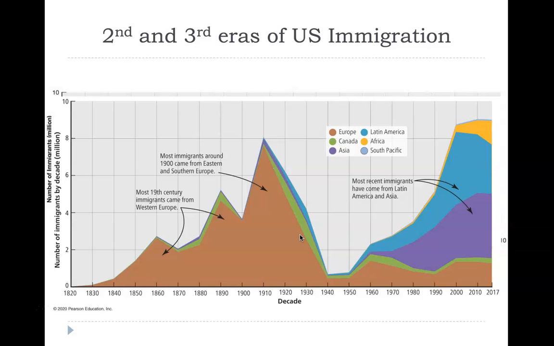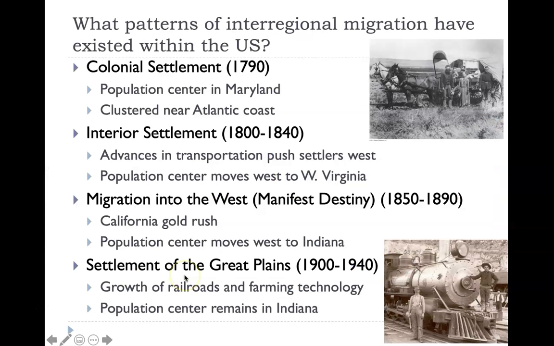All right, so there is your waves of immigration. We see European immigration happening all the way up until the 1930s, and then we see that slowly disappearing. We see the rise in the 1950s of Latin American and Asian populations, and increasingly African as well. All right, we look at our interregional patterns. This stuff is something to think about. We're going to go over it quickly.